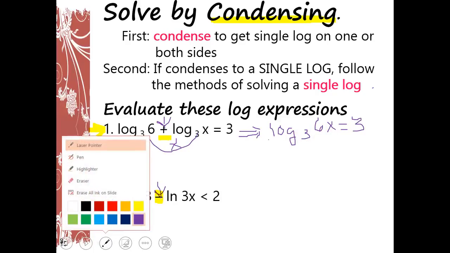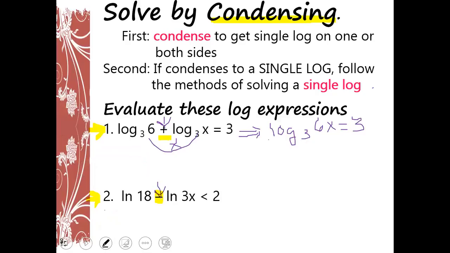So now I'm going to write it as an exponential. My log of the number 6x has to equal my base, which is 3, raised to the third power. So 6x equals 27, x equals 27 over 6, and if I reduce that by 3, I get 9 over 2, or 4 1/2. All right.